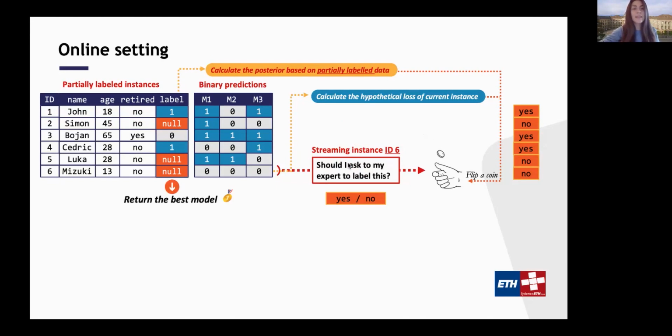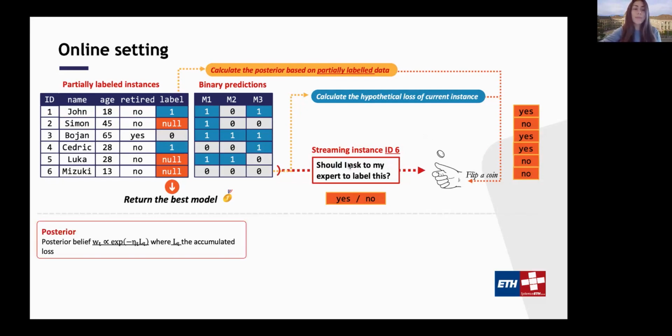these labeled instances. You can either choose the one with maximum accuracy on these labeled instances, or you can look at your posterior belief and output the model that has the higher probability. So just to briefly go over what we actually did in this posterior update and hypothetical loss state: we update the posterior with exponential weights, where L_T is the accumulated loss based on previously labeled data, and nu_T here is a decaying tuning parameter.